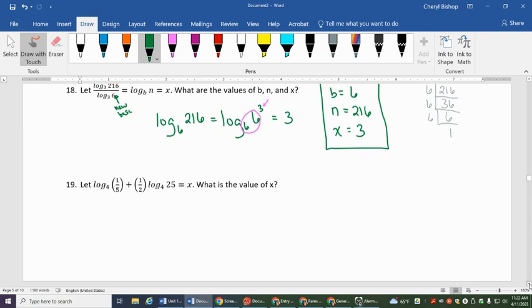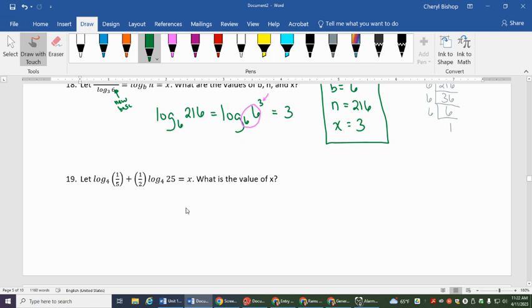Log base 4 of 1/5 plus 1/2 times the log base 4 of 25 equals x. What's the value of x? Remember, if you have a number multiplied in front of a log, we can rewrite it where that number is really a what? An exponent on the of. So this can be rewritten as log base 4 of 1/5 plus log base 4 of 25 to the 1/2. Remember, when you're taking a fraction as an exponent, it's the power over the root. So I'm really square rooting the 25.